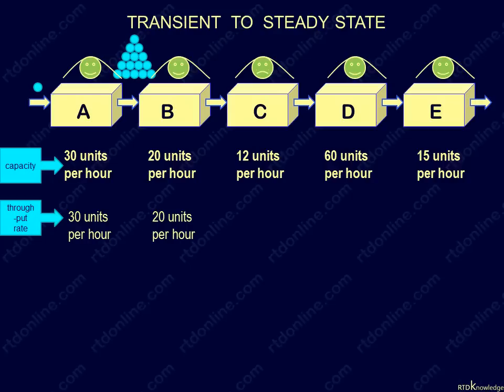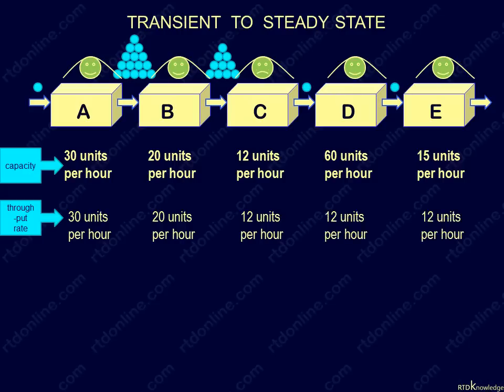Similarly, B will pass on to the bottleneck C 20 units per hour, and work in process will build up at the rate of 8 units per hour between them. C will produce only 12 per hour and pass these on to D and then to E. There's no work in process waiting between C and D and between D and E. But D and E won't be able to maximize their capacities because of C's limited output.